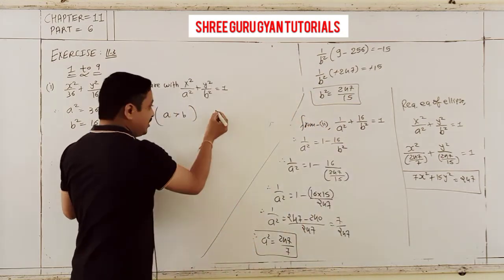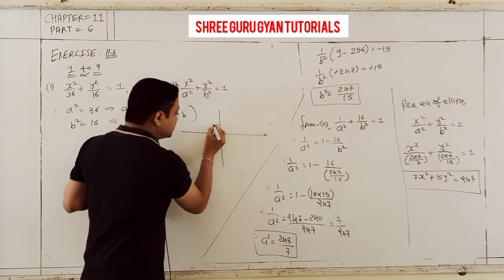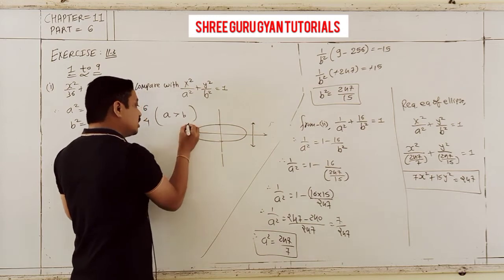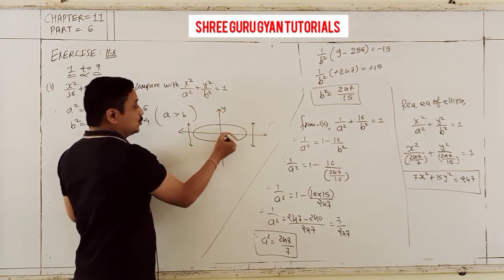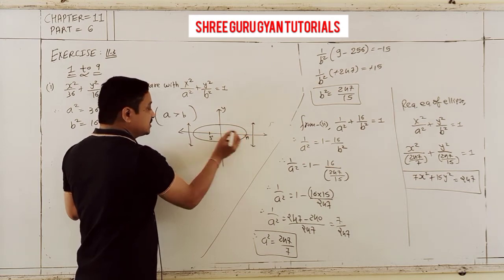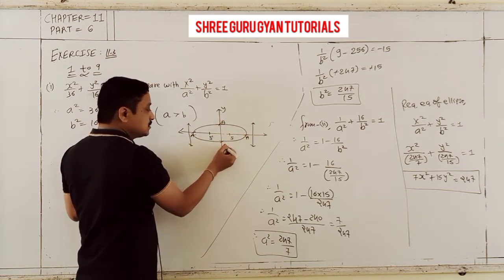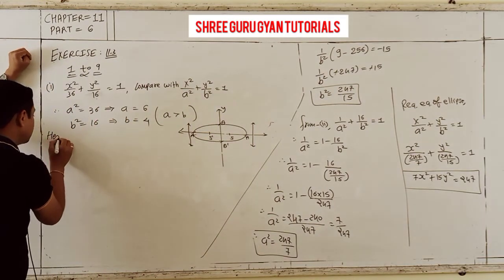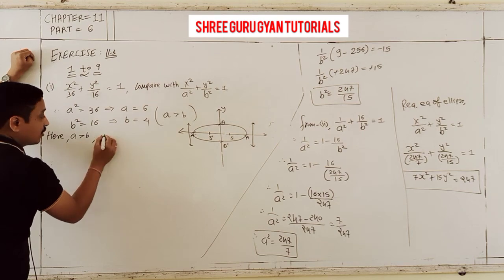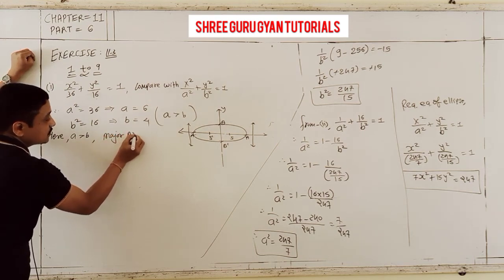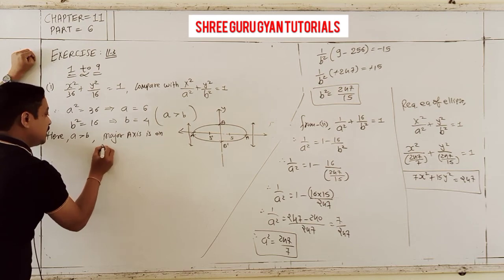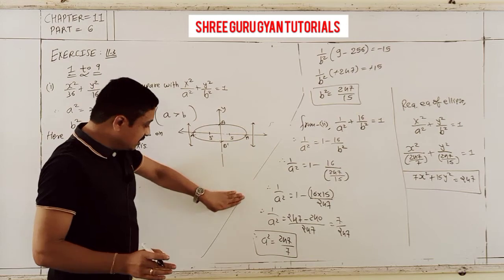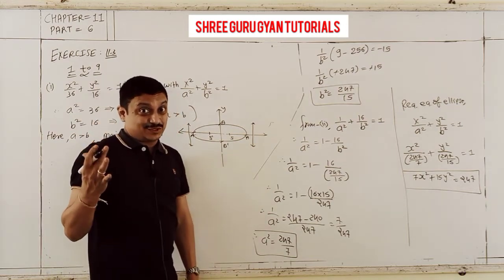So draw our figure first. Compulsory, draw roughly. Then you can easily understand, students, what they are asking about in your question. Here the focus, the vertex, b dash, and other values. Yes, students, here I just mention a is more than b, therefore the major axis is on the x-axis. Confirm that the major axis is on the x-axis.